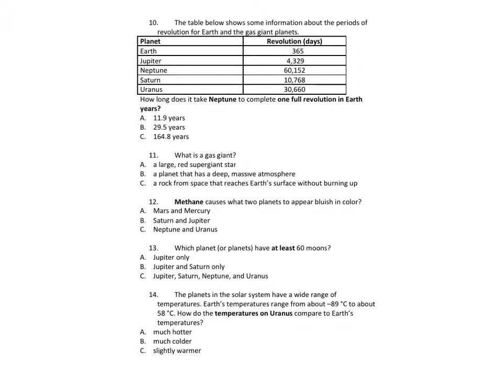Number 11. What is a gas giant? A. A large red supergiant star. B. A planet that has a deep, massive atmosphere. C. A rock from space that reaches Earth's surface without burning up.